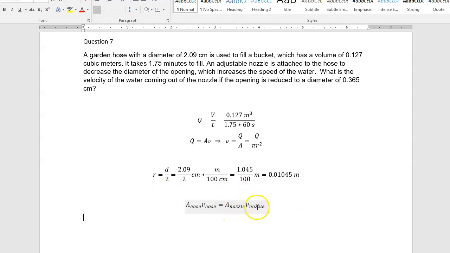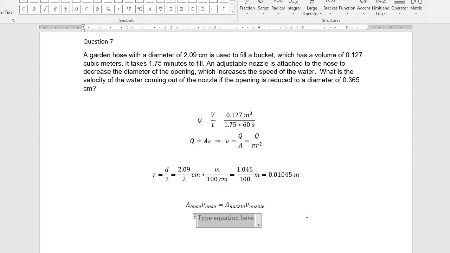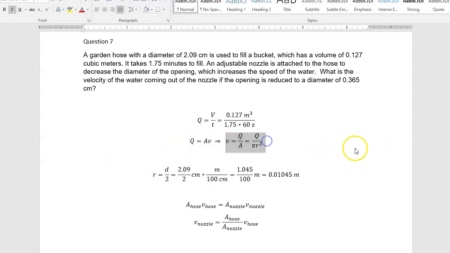So area of the nozzle times the velocity of the nozzle. What are we after? We're after the velocity of the water coming out of the nozzle. And so we just solve for that. The velocity coming out of the nozzle is the area of the hose over the area of the nozzle, right? Times the velocity in the hose. Now we know the velocity in the hose. We figured that out up here, right? That's what all these bits are.